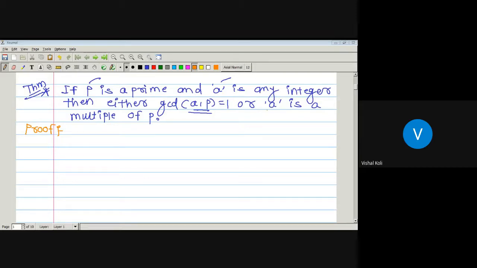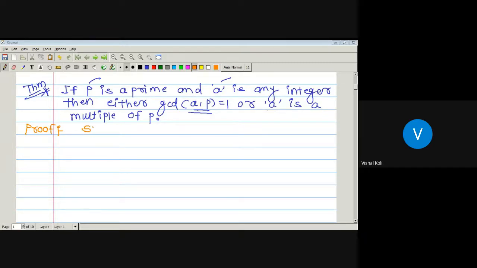If suppose A is strictly less than P, as P is a prime number, then it has no divisor other than 1 and P. It means A must be relatively prime to P. And if A is greater than P, then there are two possibilities for A. That is, either A is a multiple of P, for example 2P, 3P, 4P, P square, P cube, whatever it will be, or it is relatively prime to P. And that is what we have to prove.